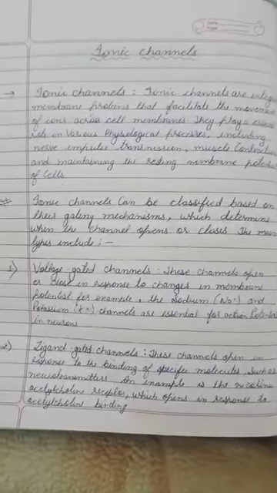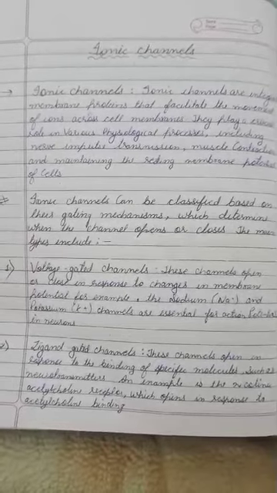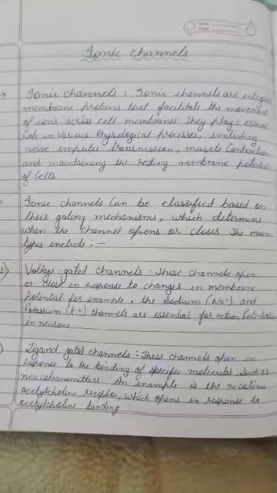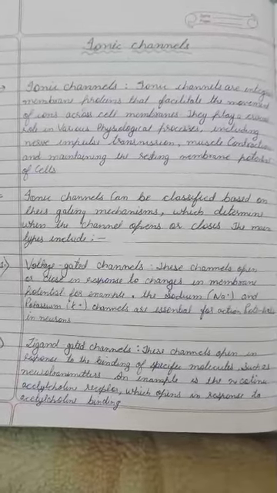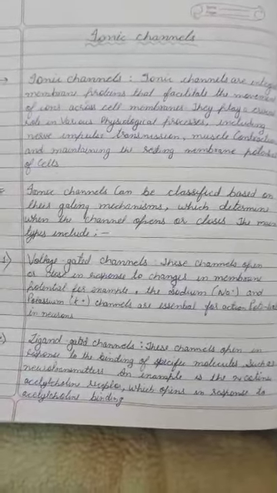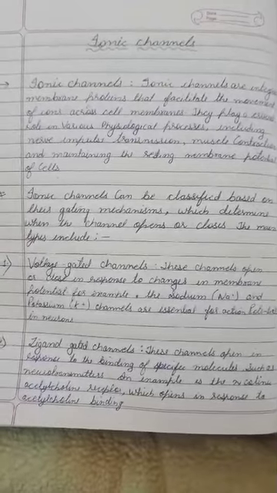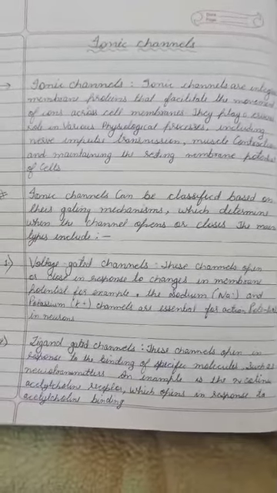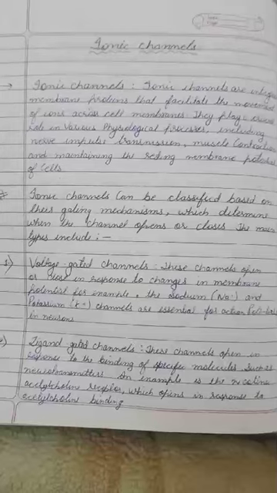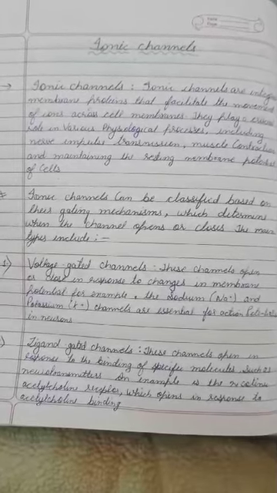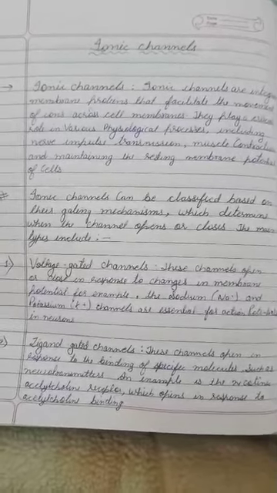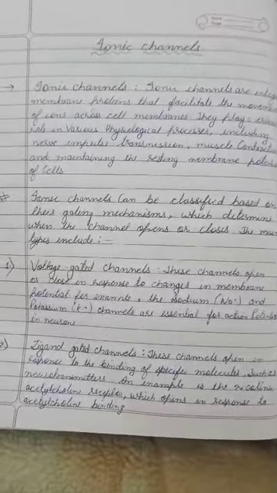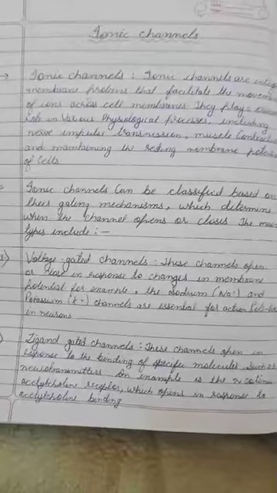Second one is ligand gated channels. These channels open in response to the binding of specific molecules such as neurotransmitters. An example is the nicotinic acetylcholine receptor, which opens in response to acetylcholine binding.